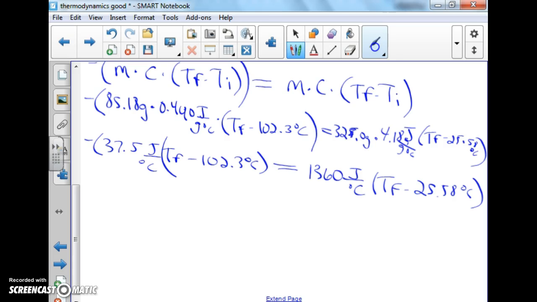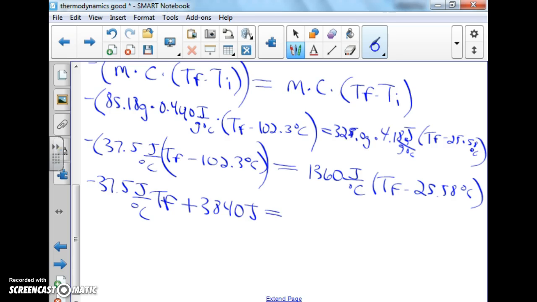All right, now mathematically, what are we going to do next? First of all, is everybody okay with that piece? If not, ask. Distribute. We're going to distribute. Now I'm going to deal with that negative symbol. I really should have a parentheses here. So it's going to be negative 37.5 joules per degrees Celsius TF, because that TF is just like an X. What happens when I multiply 37.5 joules per degrees Celsius times 102.3 degrees Celsius? I get rid of what? The negative becomes positive, because I'm going to do negative times a negative, and what happens to my units? Degrees Celsius goes away, right? So this will be 3840 joules.